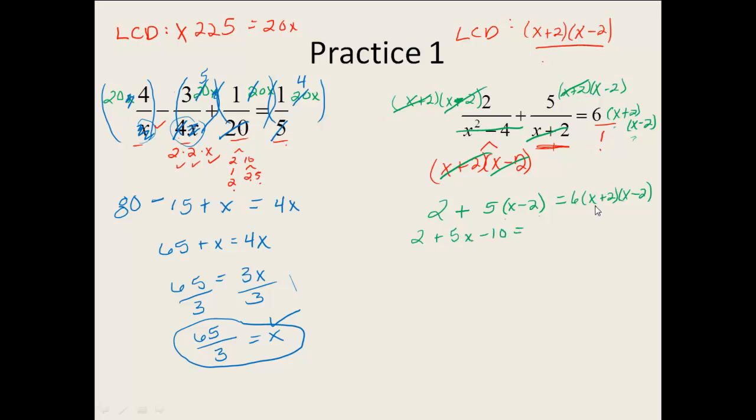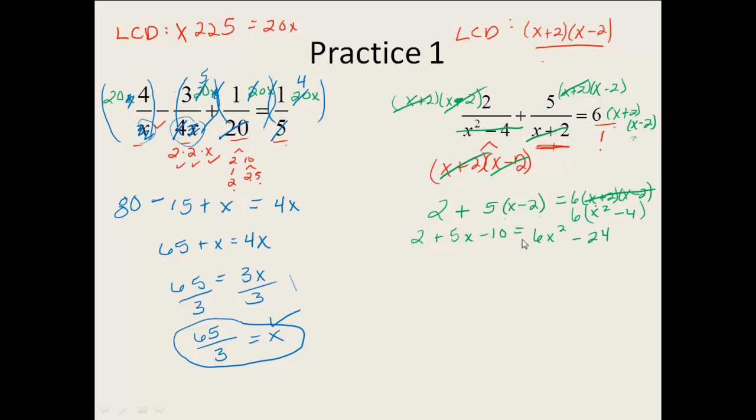And then I'm going to FOIL the x plus 2 and the x minus 2 together, so I'm going to end up with x squared minus 4. I still have the 6 on the outside of that, so I'm going to distribute that 6 in now. So I have 6x squared minus 24, and then we're down to an algebra one.